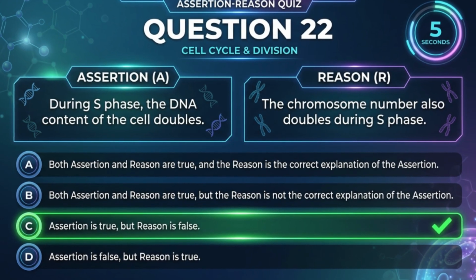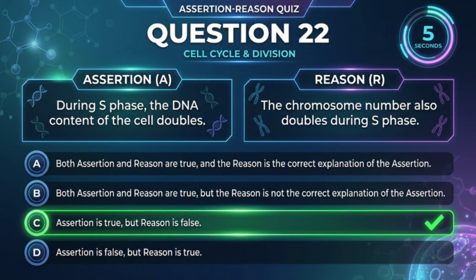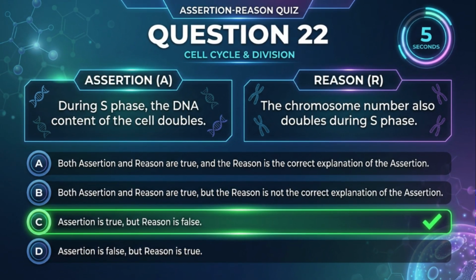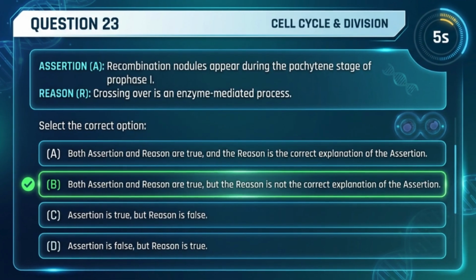Question 22. Cell cycle and division. Assertion A: during S phase, the DNA content of the cell doubles. Reason R: the chromosome number also doubles during S phase. 3, 2, 1. DNA content doubles from 2C to 4C, which is true, but the chromosome number does not double. It stays exactly 2N. The reason is false. Option is C.